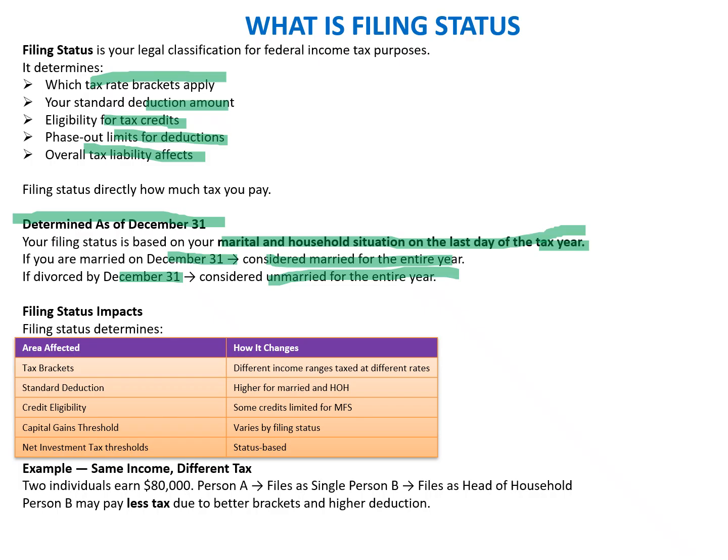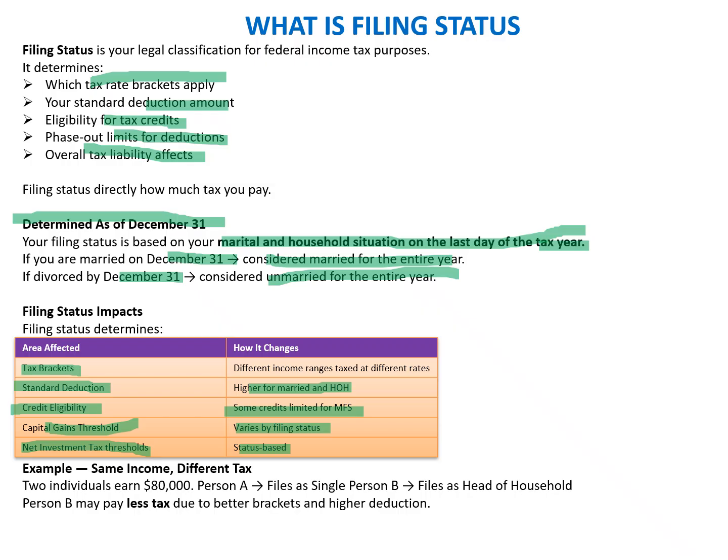The filing status impact: it determines the various attributes of the tax. So we just discussed above that the areas affected are the tax bracket, where different income ranges are taxed at different rates; the standard deduction, which is higher for married and head of household; and credit eligibility, as some credits are limited for married filing separately. Capital gain threshold is different basis the status, and net investment tax threshold is also different basis the status. Example: same income, different taxes.